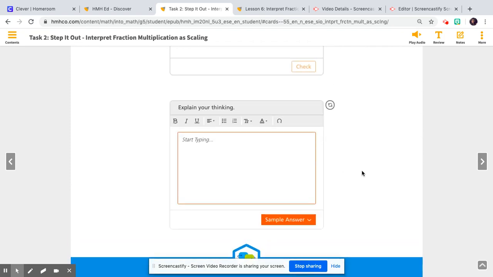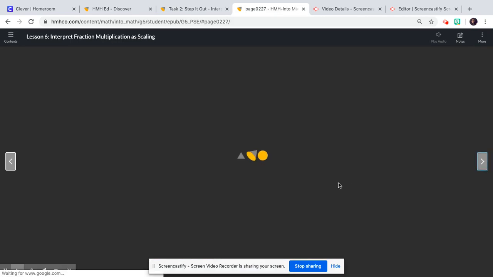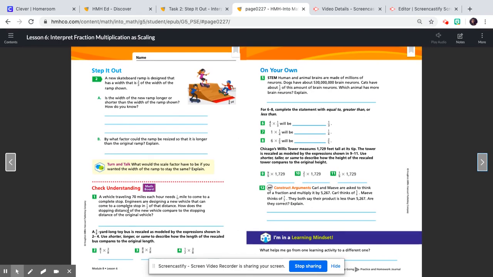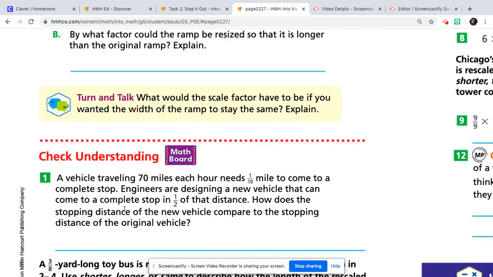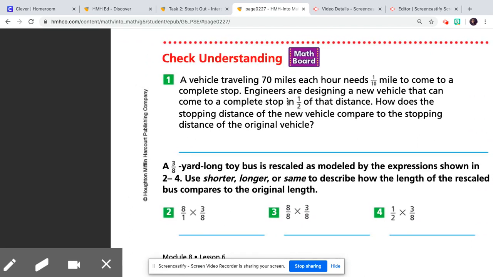And that's basically it. The next part that you need to complete is the check understanding on page 207. Let's zoom in and look over that really quick. It says a vehicle traveling 70 miles each hour needs 1/10 mile to come to a complete stop. Engineers are designing a new vehicle that can come to a complete stop in half of that distance. How does the stopping distance of the new vehicle compare to the stopping distance of the original vehicle?